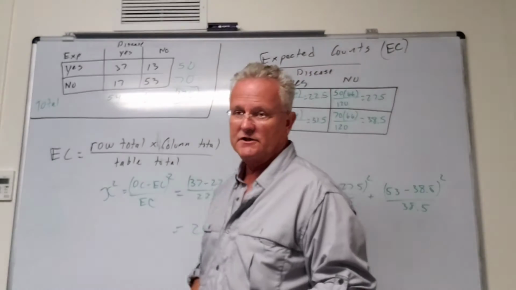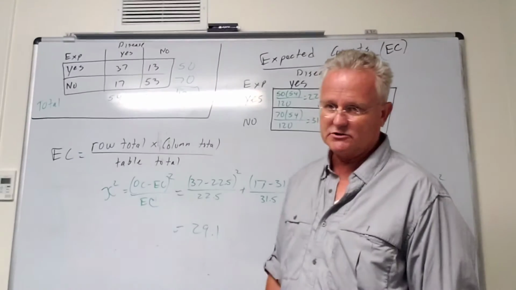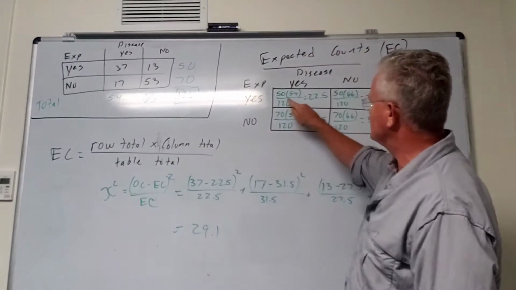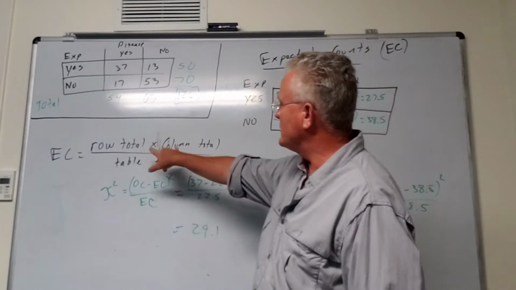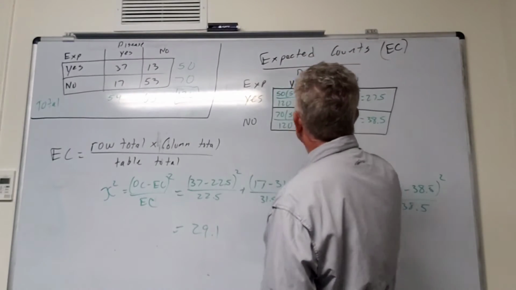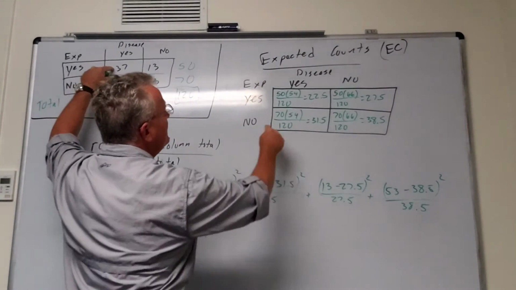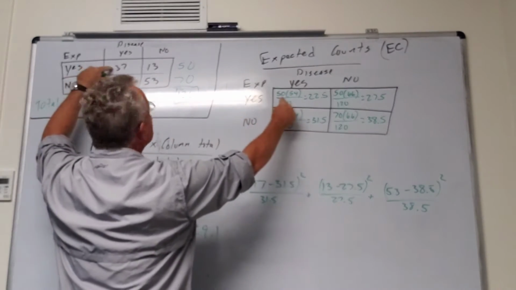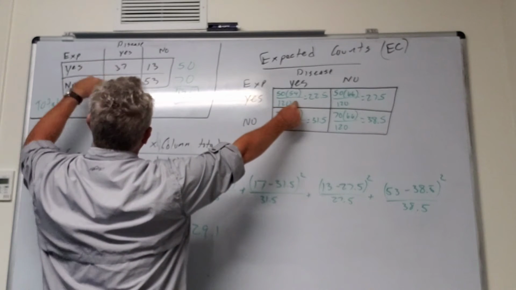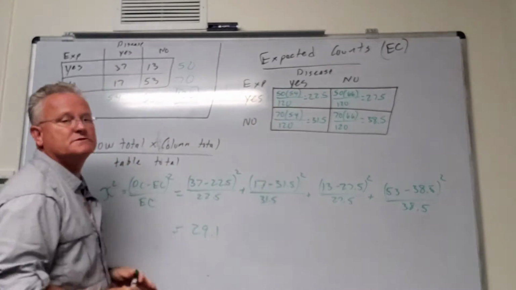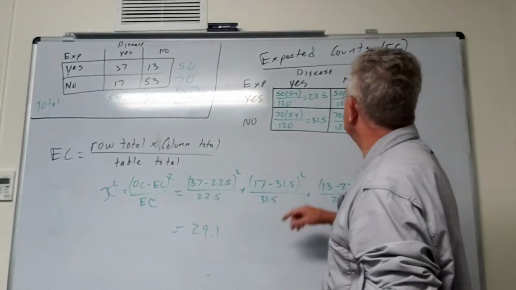So what are the expected counts? Well, here's our formula for the expected counts. It's the row total times the column total over the table total. The table total is 120, that's why those are all 120, the denominators here. But the row and column total is going to change. So this is the observed count. What's the expected count for right here? Well, the row total is 50. The column total for this cell is 54. So 50 times 54 over 120, get out your calculator, you get 22.5.